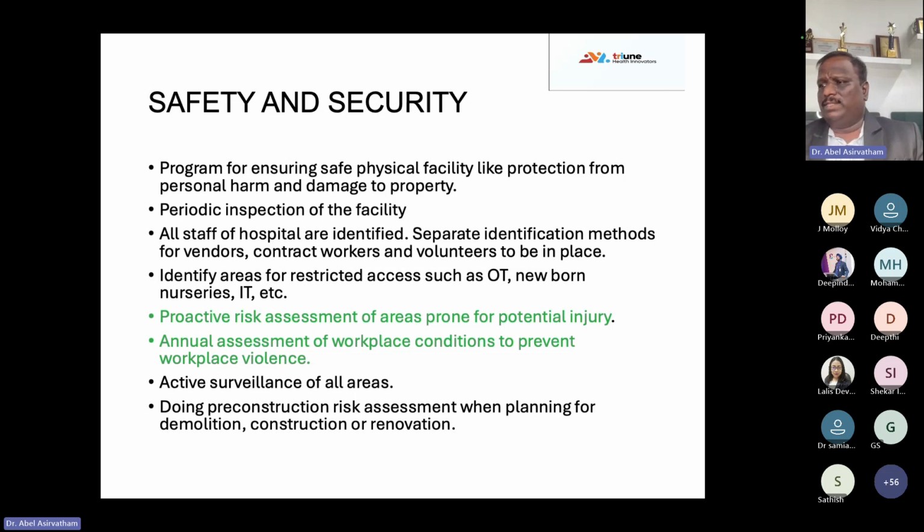Then proactive risk assessment of areas prone to potential injury, and this is an important requirement which has been included in the 8th edition standard: annual assessment of workplace conditions to prevent workplace violence. One simple thing could be the list of incidents related to patients and staff to staff, grievances; these kinds of things can be taken into account. Then active surveillance of all areas, doing pre-construction risk assessment and planning for demolition, construction and renovation.